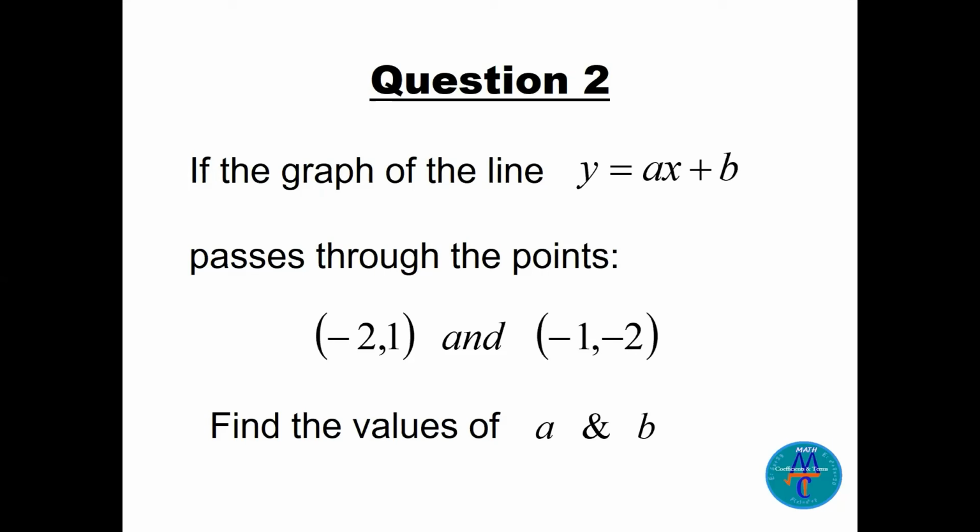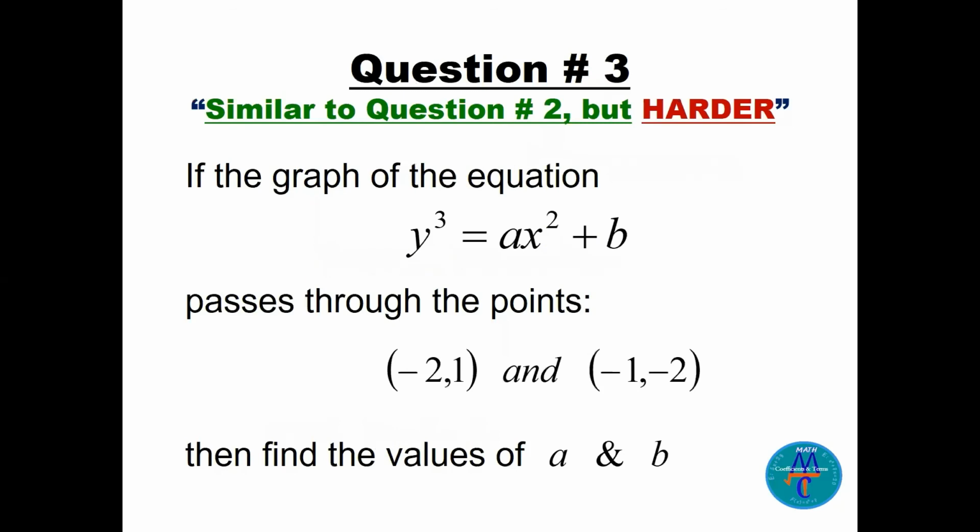Now, question number 3 is a little harder. Question number 3 is similar to question number 2, but I put a more difficult equation. If the graph of the equation y cubed is equal to ax squared plus b, the graph passes through the same points, minus 2, 1, and minus 1, minus 2. Find the values of a and b.